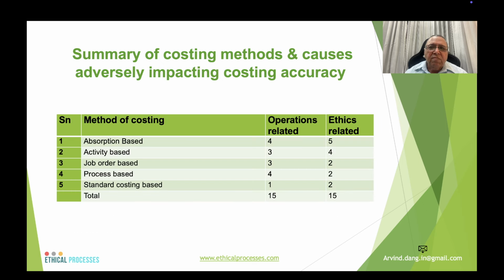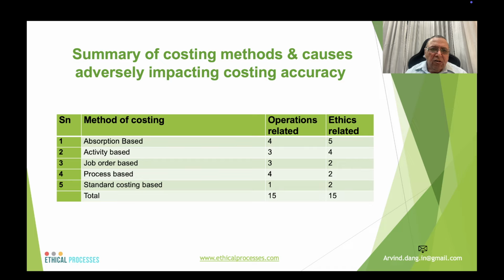Overall summary of the costing methods and the causes adversely impacting costing accuracy. This table has 4 columns: 1. Serial number. 2. Method of costing. 3. Operation related causes. 4. Ethics related causes impacting costing accuracy. Row number 1, absorption based method.